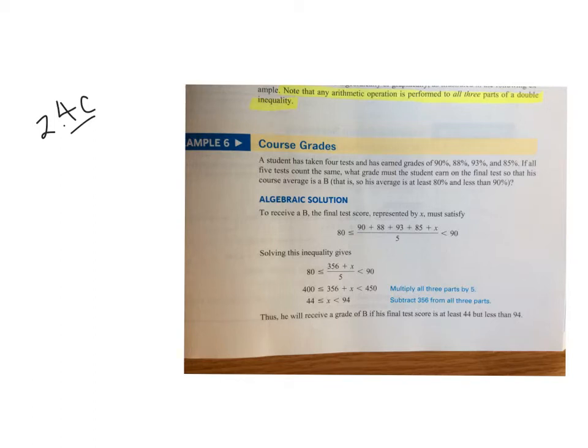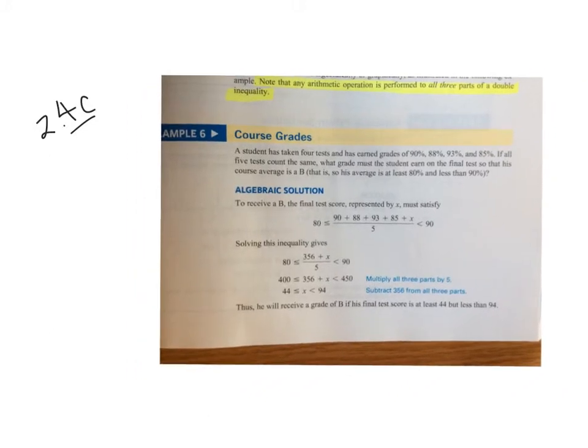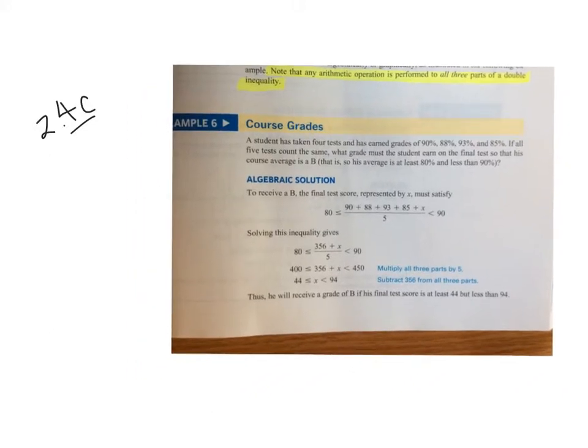Okay, so here we are, 2.4c, solutions of linear inequalities. We're in double inequalities here, and this is the same picture I had on 2.4b. We've got this kid who takes 4 tests, and he earns grades right there. If all 5 tests count the same, what grade must the student earn on the final test so that his course average is a B?